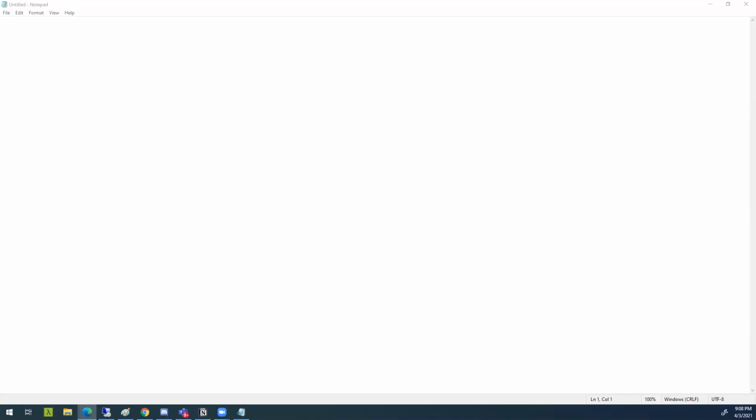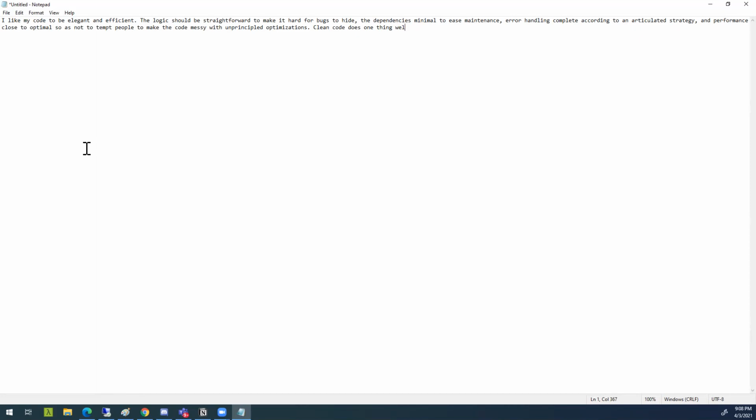Okay, so let's start with the definition by Stroustrup, the inventor of C++. When the author interviewed him, he said: I like my code to be elegant and efficient. The logic should be straightforward to make it hard for bugs to hide. The dependencies are minimal for ease of maintenance, error handling complete according to an articulated strategy, and performance close to optimal, so as not to tempt people to make the code messy with unprincipled optimizations. Clean code does one thing well.